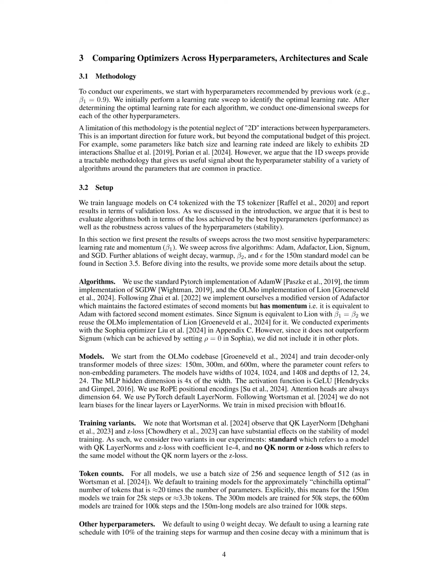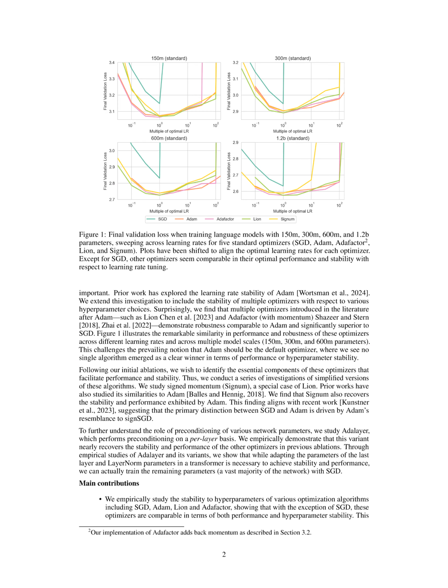After determining the optimal learning rate, one-dimensional sweeps are conducted for other hyperparameters. The study focuses on the stability of optimizers with respect to various hyperparameter choices, such as learning rate and momentum. The results show that multiple optimizers introduced after Adam demonstrate robustness comparable to Adam and superior to SGD. The investigation extends to exploring the essential components of these optimizers that contribute to performance and stability.